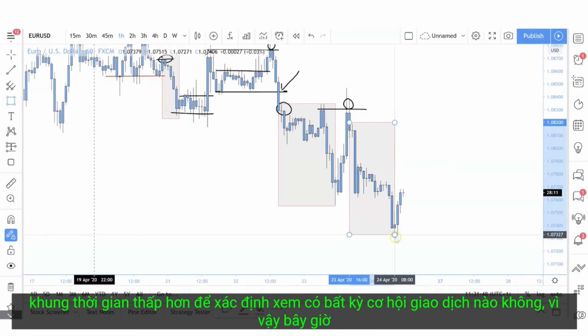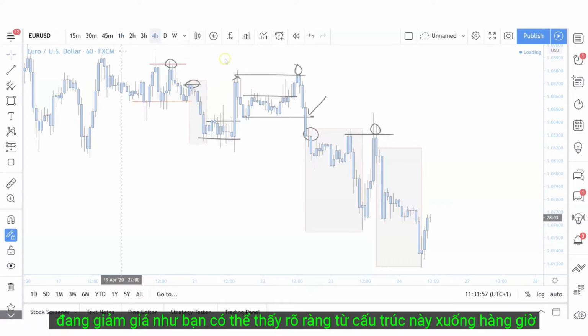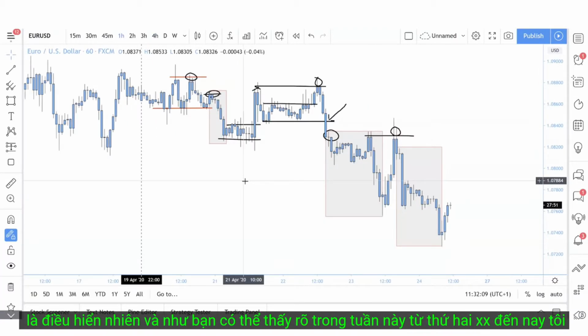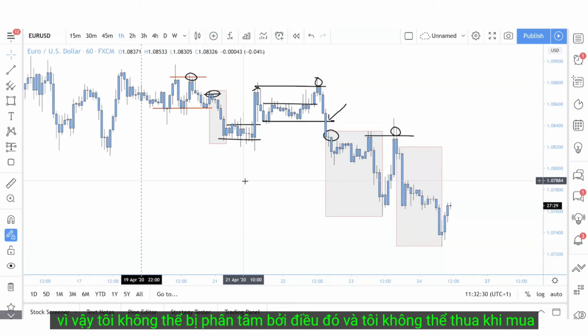So now this is a simple exercise. I've identified structure on the 4H time frame as being bearish, as you can clearly see from this structure down. On the hourly time frame, I've taken this information and dissected structure and behavior, and then looked for areas in the market where possible sell opportunities were evident. And as you can clearly see, this week from Monday the 20th up to now, I have found 3 potential areas in the market where I could have been looking for tradable opportunities. The beauty of this is that I've eliminated buys, period. So I cannot get distracted by that and I cannot lose taking a buy because I'm not going to take a buy. So now I'm patiently waiting for those selling opportunities based on my criteria, my strategy, and my ability to understand the market structure's movement.